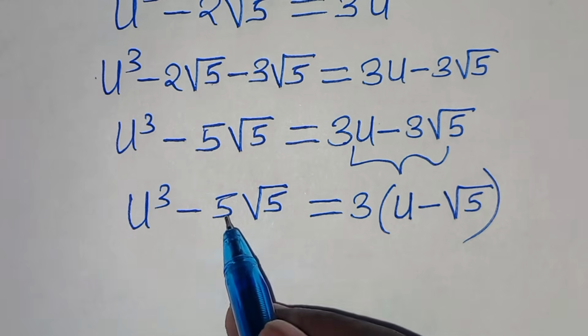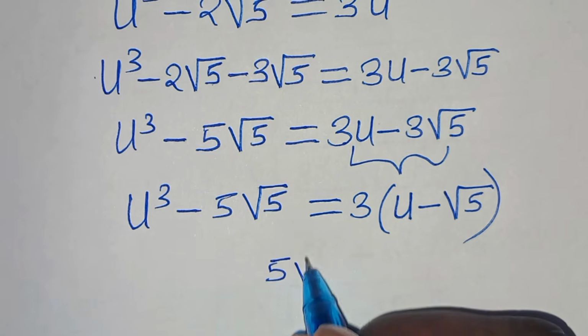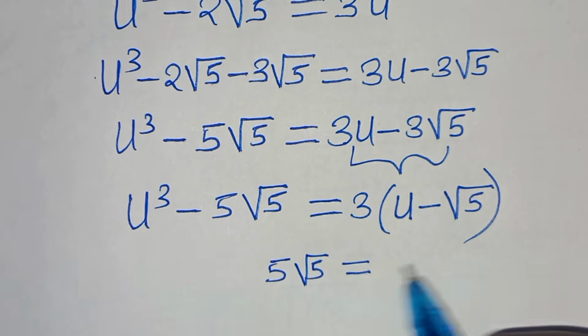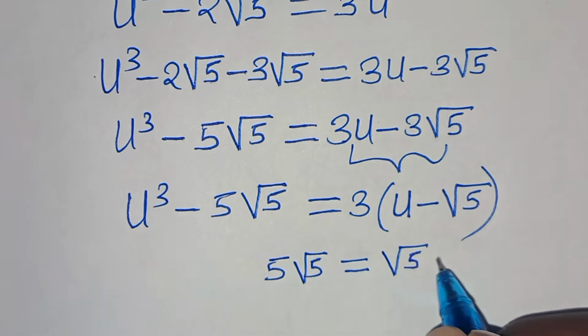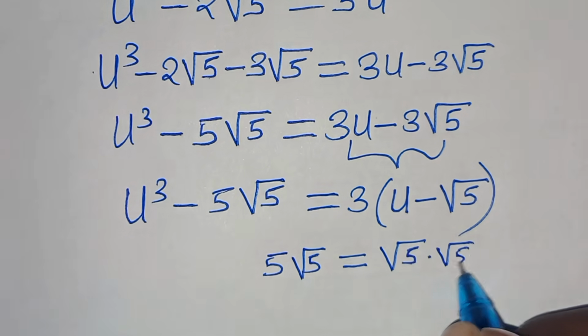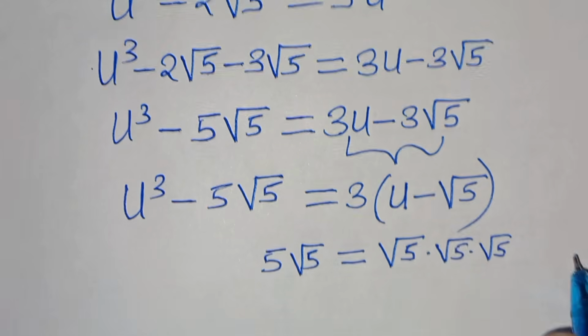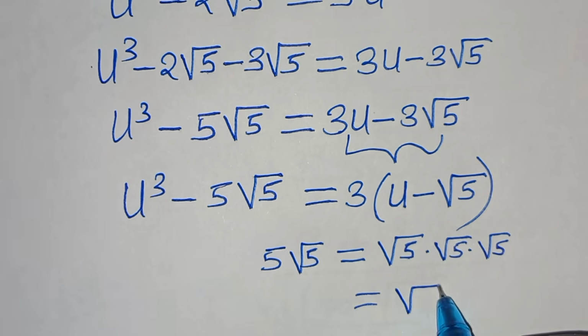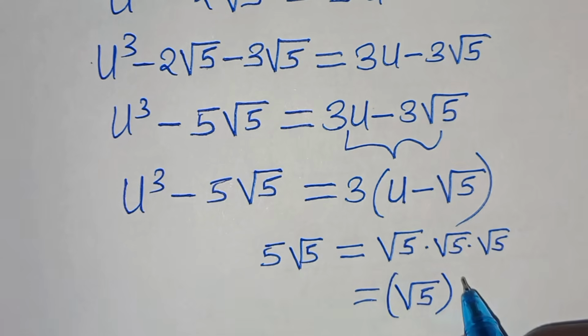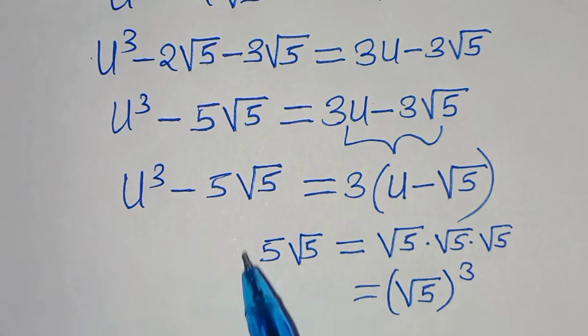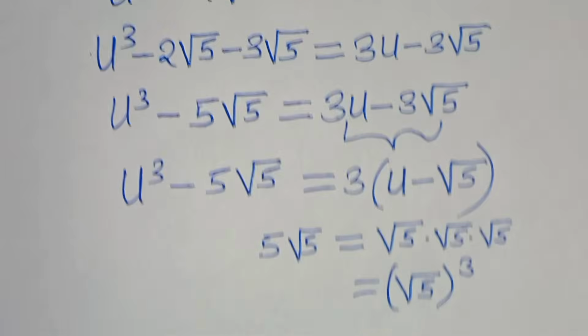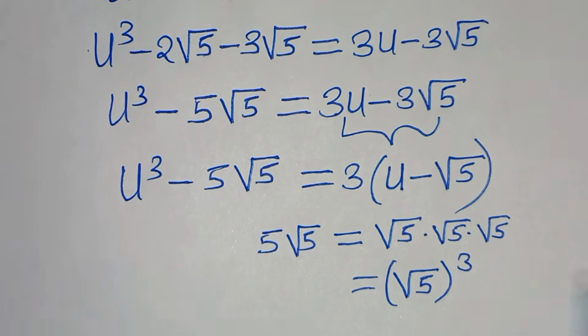Now, if we check here, 5 square root of 5 is the same thing as square root of 5 times square root of 5 times square root of 5, which we can express as square root of 5 raised to the power of 3. So let's substitute 5 square root of 5 with root 5 to the power of 3.